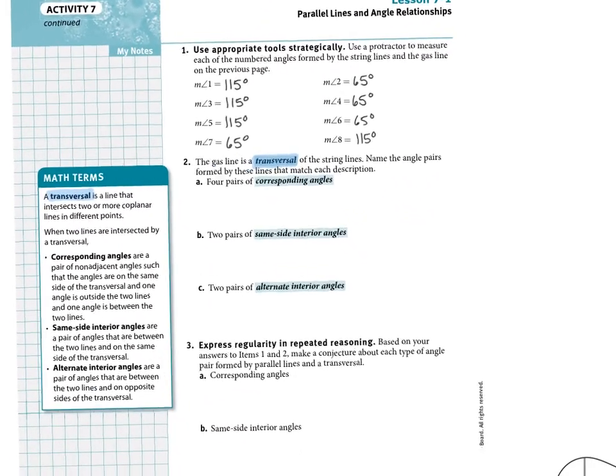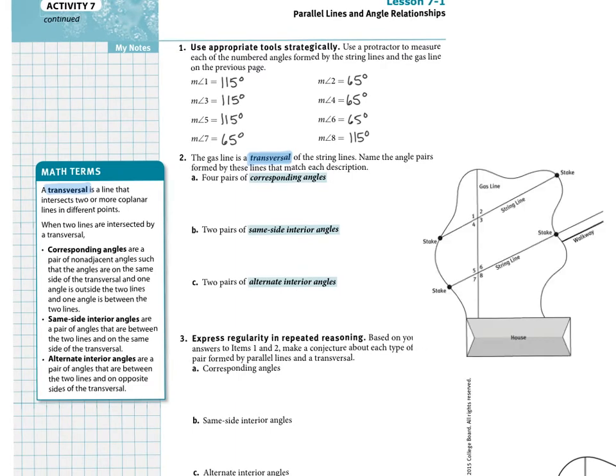I'm going to go ahead and zoom out, and I'm going to have my picture on the right side. Over here we can see each of the angles that are measured. Looking at our vocabulary, the next word we're going to come across is corresponding angles. In the margin we can see it labeled. It says corresponding angles are a pair of adjacent angles such that the angles are on the same side of the transversal, and one angle is outside the two lines and one angle is between the two lines.